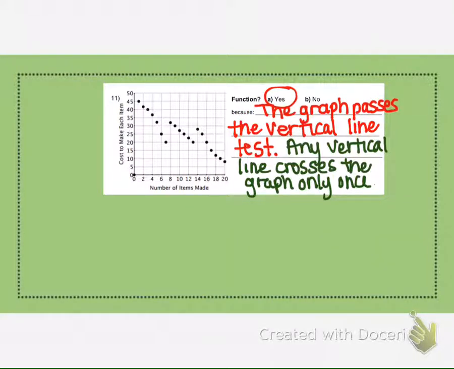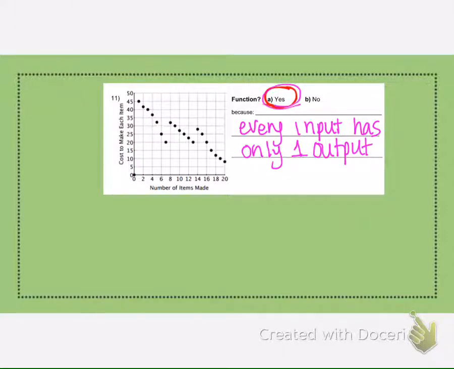So if we take a look at example 11, it is a function. If we wanted to use the vertical line test as our justification, we would say yes because the graph passes the vertical line test. Any vertical line crosses the graph only once. So for example, if the number of items is 8 and we draw a vertical line through 8, it only touches the graph once. So there is no vertical line that will touch the graph more than once. We could also say yes because every input has only one output.